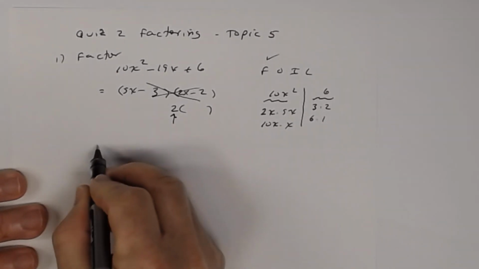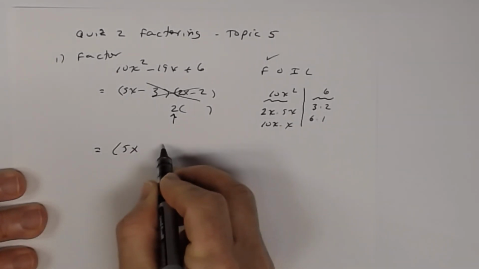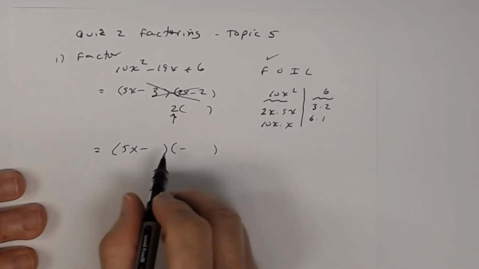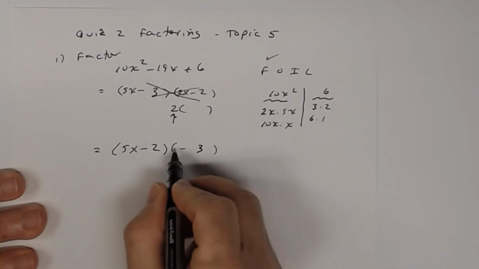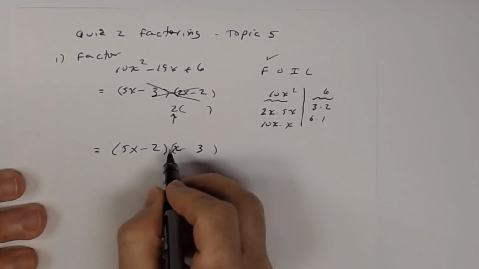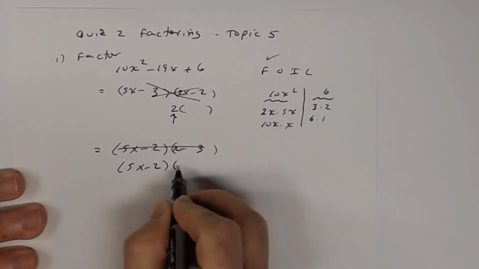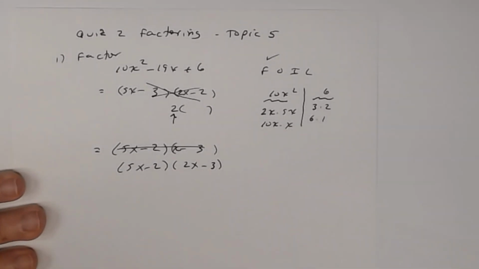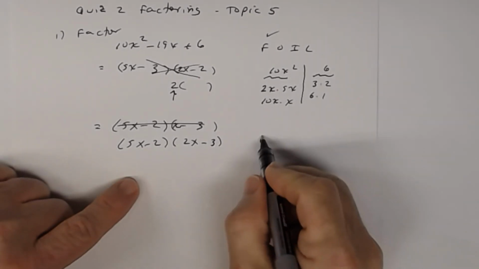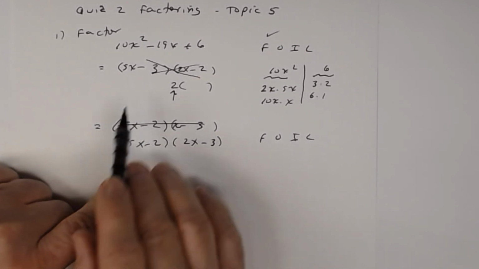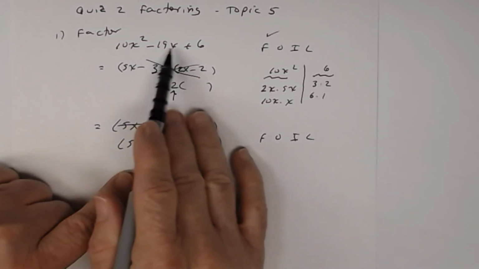Okay, so let's try that. So let's do 5x. I know that the signs in here are going to be both negative. And let's put the 2 here, the 3 there, and I forgot the x right here, the 2x. Sorry, let me go ahead and write this over. 5x minus 2 times 2x minus 3. All right, so let's FOIL this out and see if this gives me my trinomial.